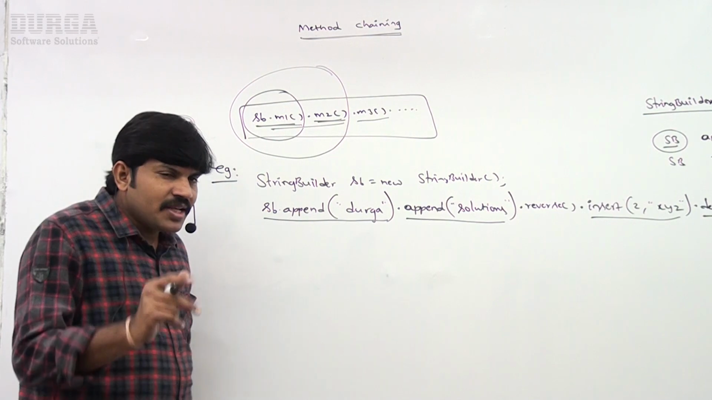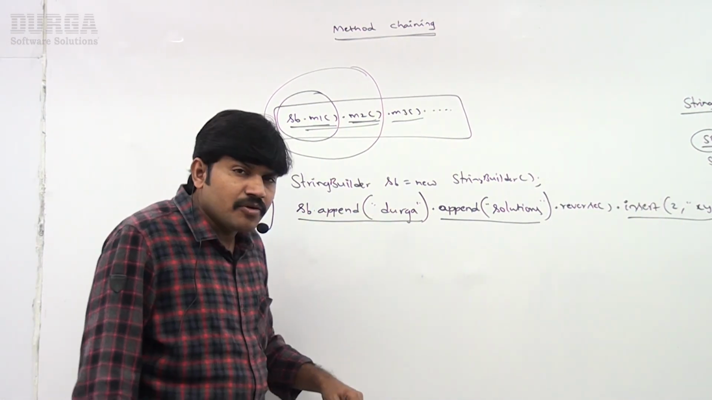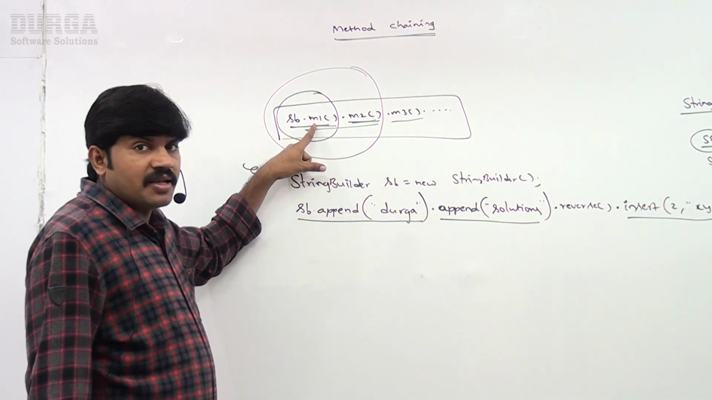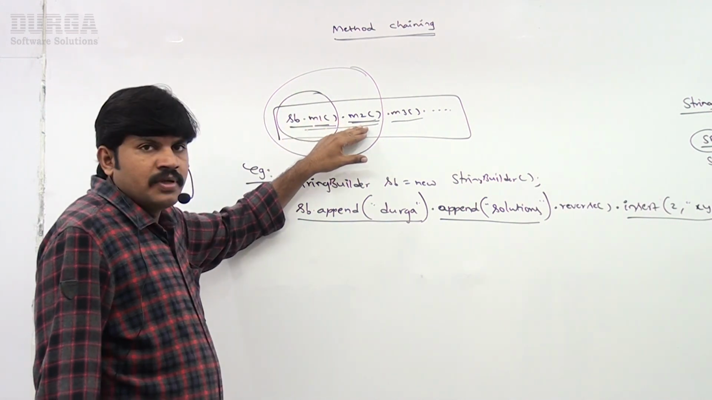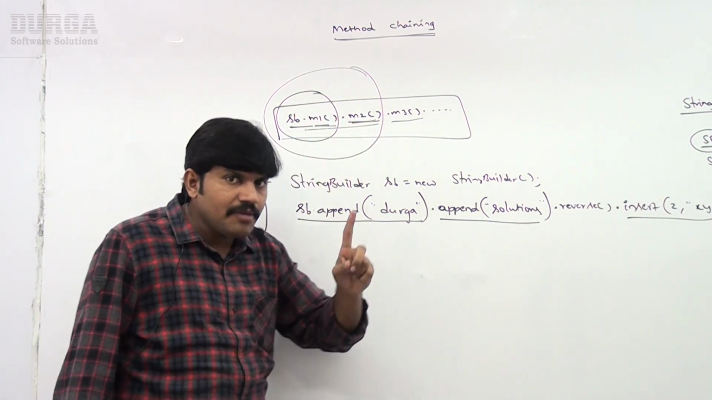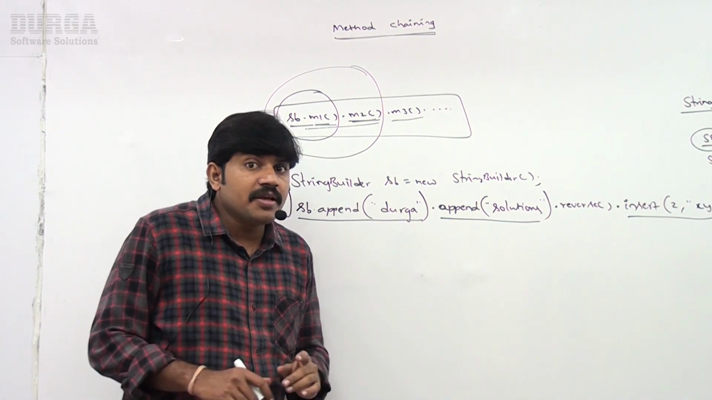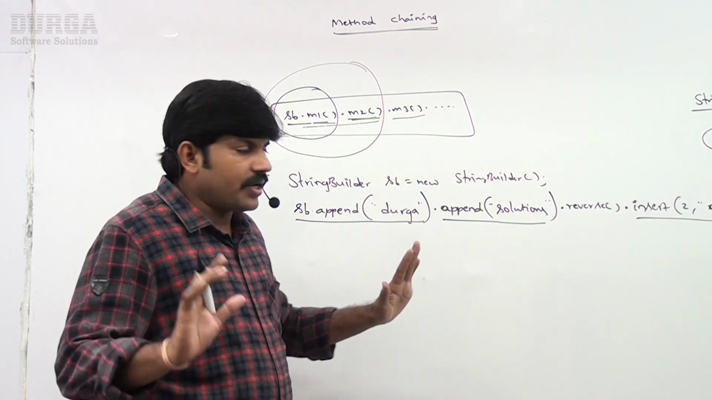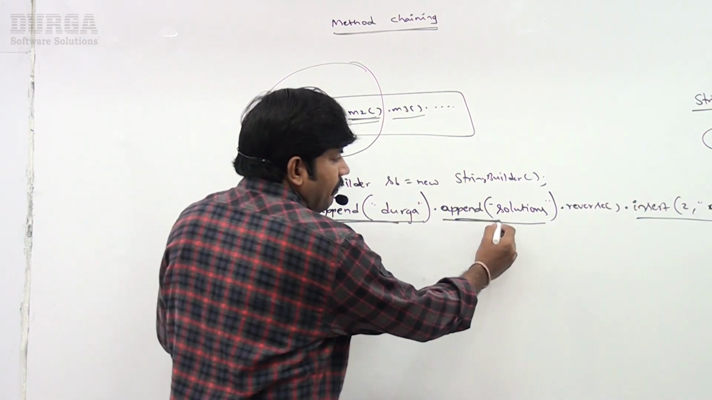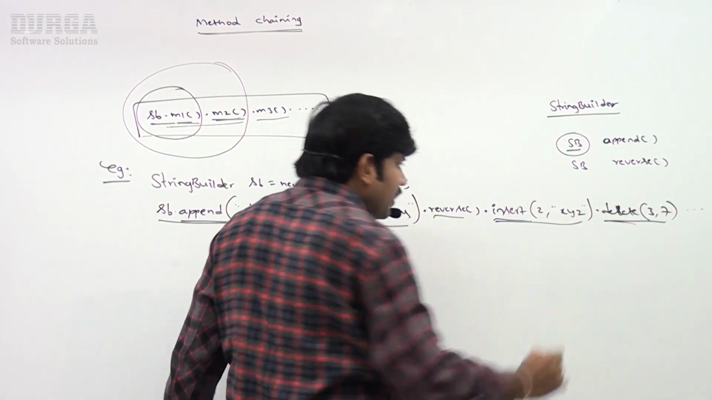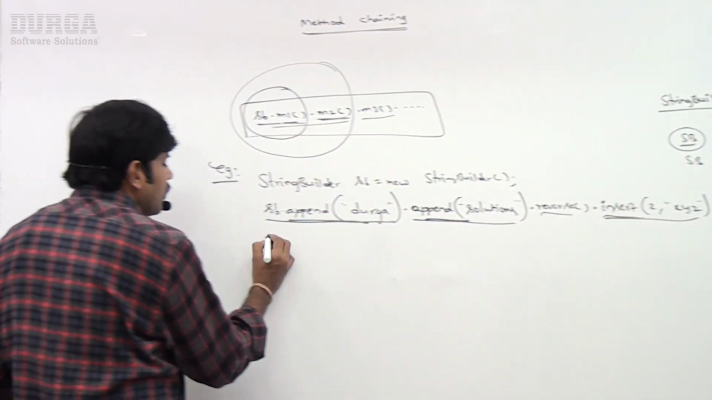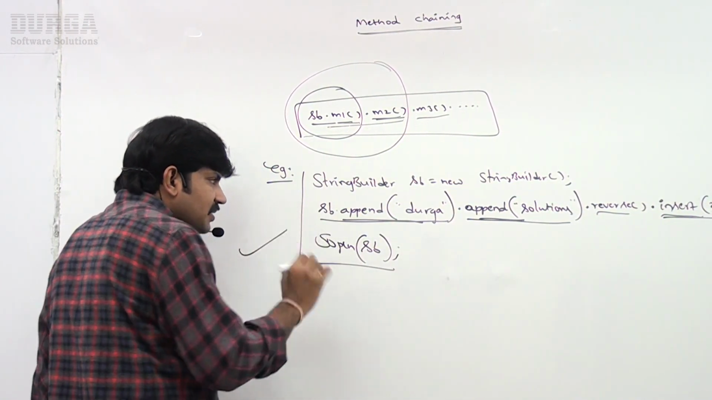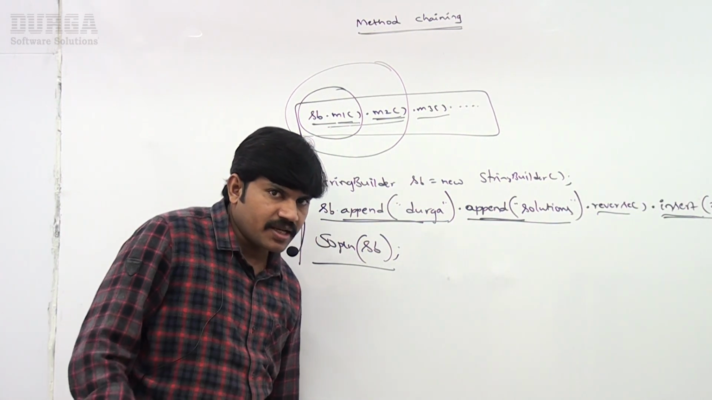Sir, now take very special care. In method chaining, which method will be executed first? Left first, m1. After that on the result m2, after that on the result m3. So in method chaining, all method calls will be executed from left to right. Remember that. So first append, next reverse, next insert, next delete. Now System.out.println(sb), and you are going to get the result. Everyone can understand, right?